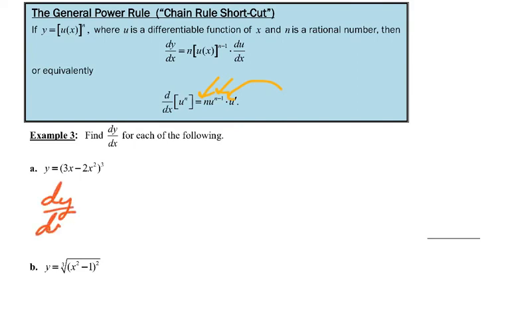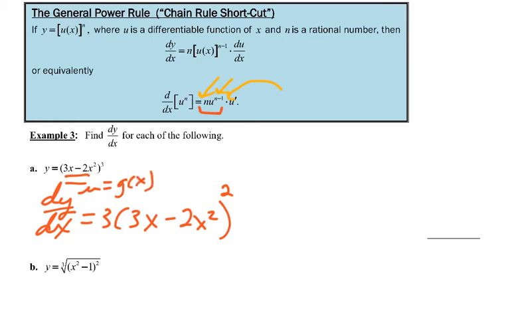So now let's see how quickly these can go if you view it as gum and candy. Here's my gum, don't touch it. I bring the power out front, I leave the gum untouched, I drop the power down 1. That's this part of it, n times u to the n minus 1. And in this case, this is the u. I like to call it the gum or the g of x, but just so you get how it works: if I had u cubed and I asked, what's its derivative? You would say 3u squared. But u is 3x minus 2x squared. So we put that back in.